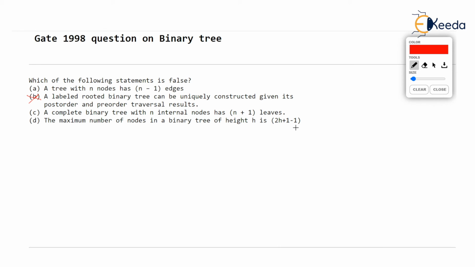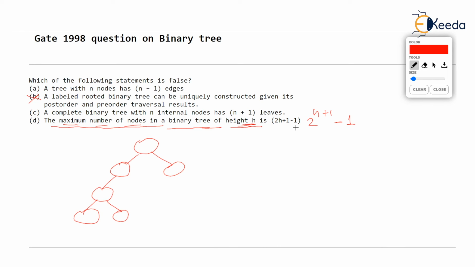The other option is, option D, the maximum number of nodes in a binary tree of height h is 2 raised to h plus 1 minus 1. They are asking the maximum number of nodes in a binary tree of height h. So consider any tree for that matter. Let's consider some tree like this. This is the tree.